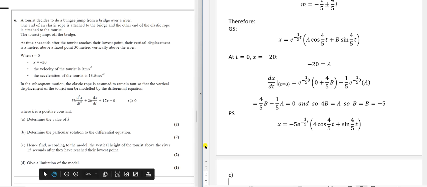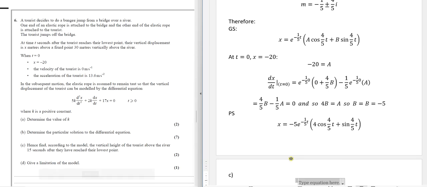Now the next bit should be nice ways to pick up extra marks as well. Hence find the vertical height 15 seconds after they've reached their lowest point. 15 seconds after they reach their lowest point. When will they reach their lowest point? When's the minimum of this going to occur? This will take a little more thought. And that laziness we had up here is going to come back to bite us, because actually it might be helpful to have an expression for the derivative. But it's their lowest point. Perhaps we can do something a bit cleverer.